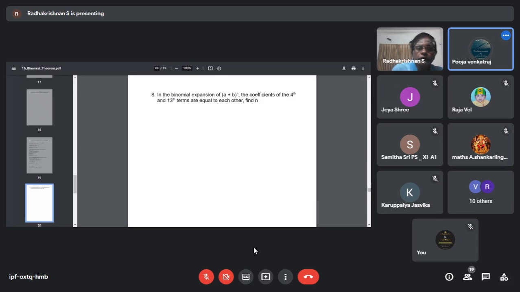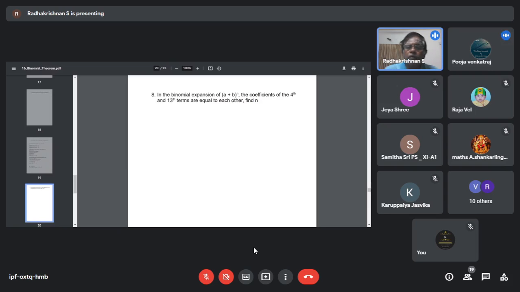Okay. So, how do you set this up? You have to write the formula for T(r+1) here too. Okay. So, write down the formula for the 4th term, write down the formula for the 13th term, equate them, and from that you can find out the value of n.